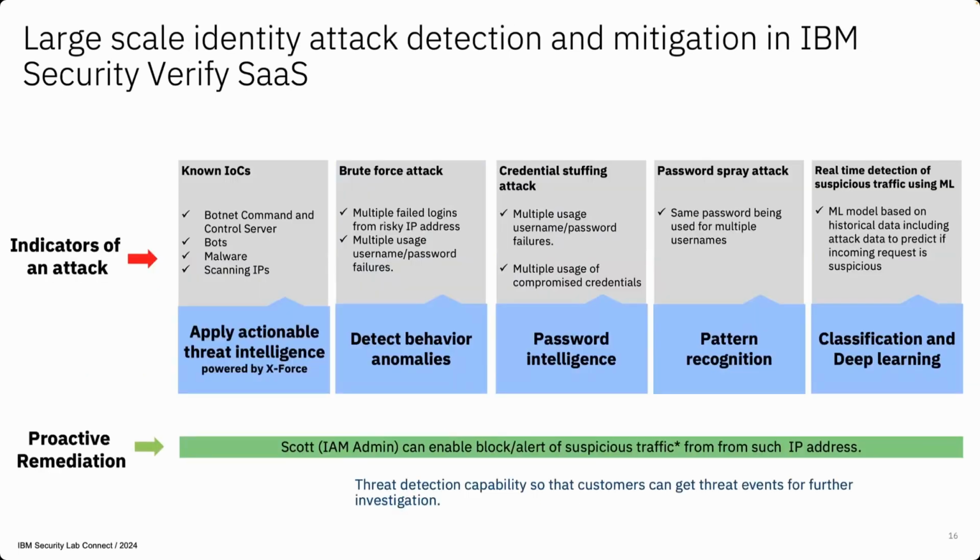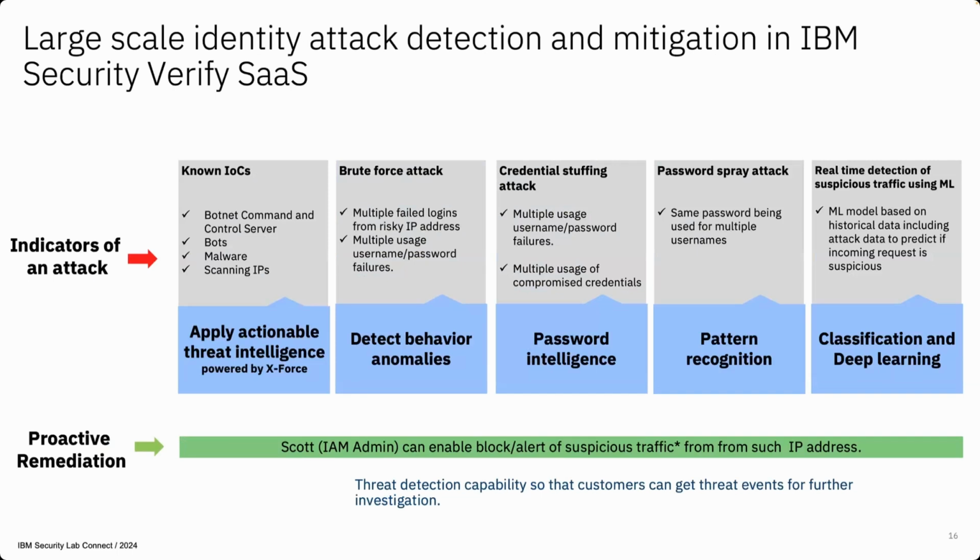To be more specific, there are a few indicators that we look at. The first is known indicators of compromise. These are known and established suspicious IP addresses, and this is powered by X-Force. We look at brute force attacks. So if there are multiple failed logins from risky IPs, multiple username and password failures, we detect this based on behavior anomalies and deviations of failed logins, right? Again, we apply machine learning to detect some of that.